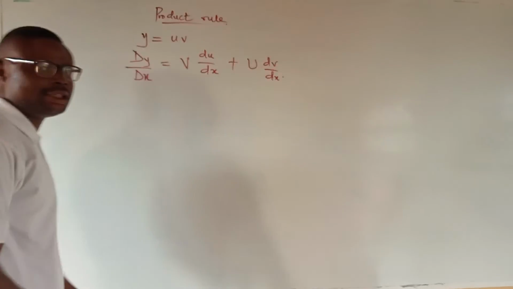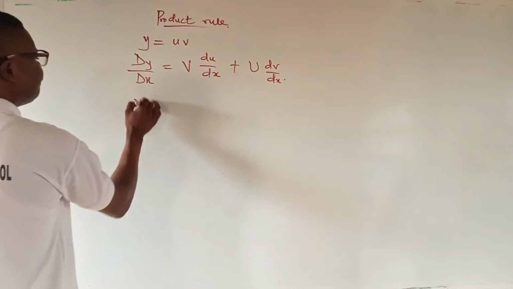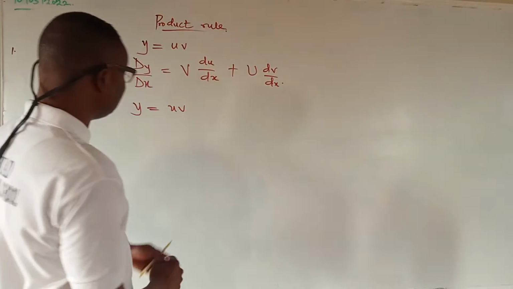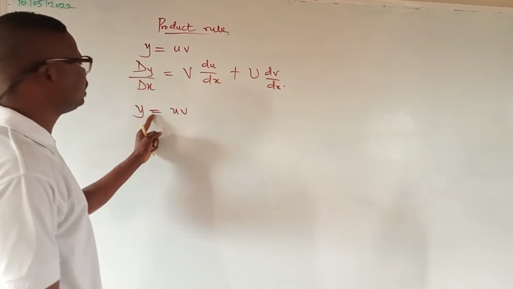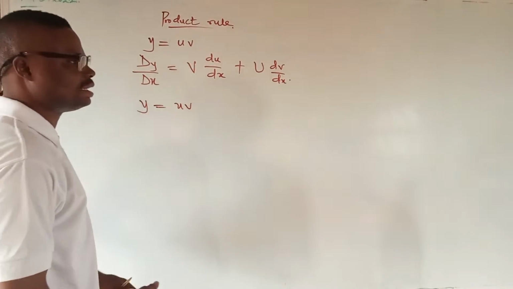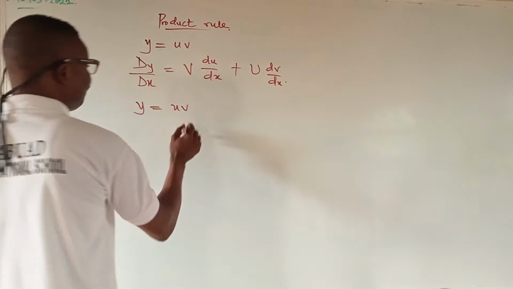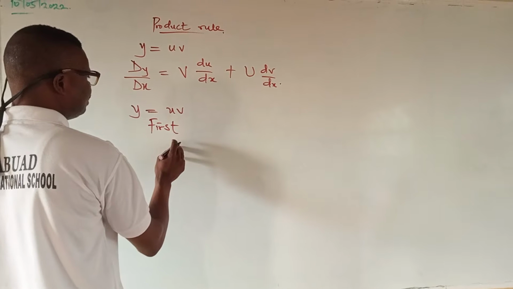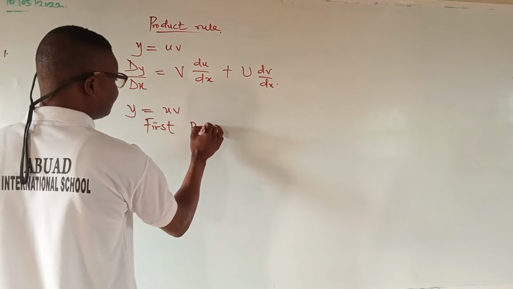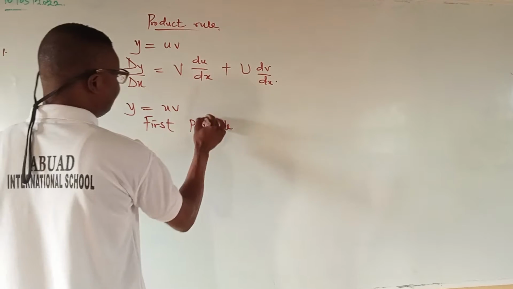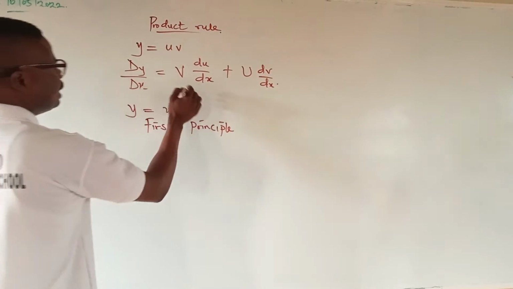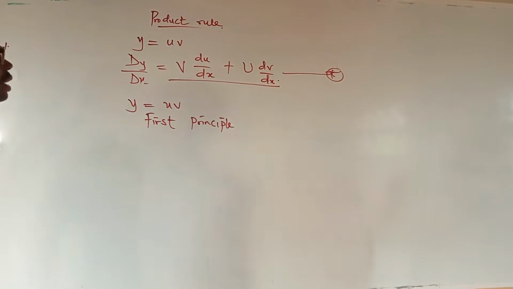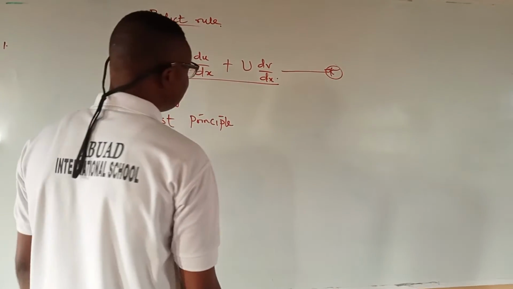How is it obtained? Well, having a function y equals uv, and we want to obtain the first derivative, which is dy over dx, we use what we call first principle to obtain the first derivative. So by the time we apply first principle to find dy/dx, we are going to get this expression: v du/dx plus u dv/dx.